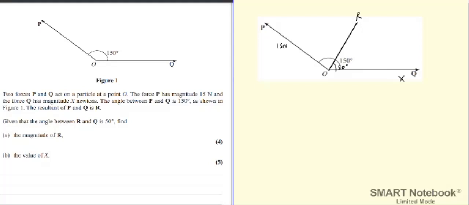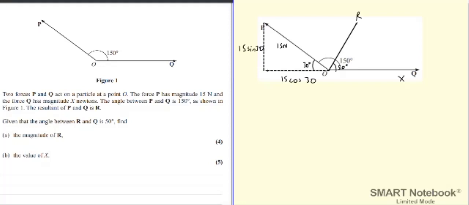Now, Q acts only horizontally. Actually, one thing I'm going to do is resolve forces for P vertically and horizontally. So P is going to the left by that much, and it's going up by that much. If that was 15, this angle here is 30 degrees. So this would be 15 cos 30, and this would be 15 sine 30.